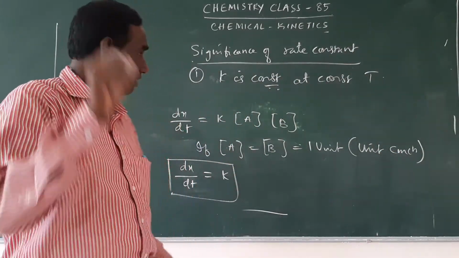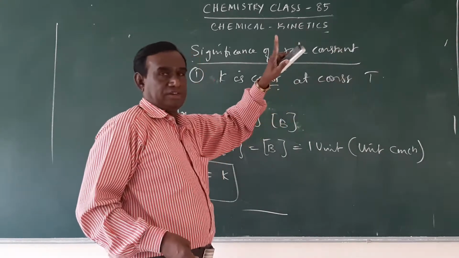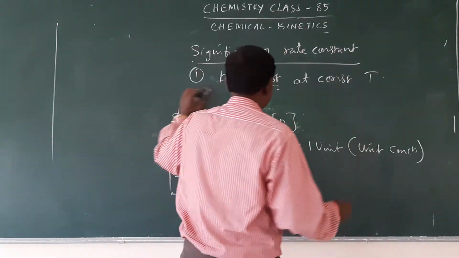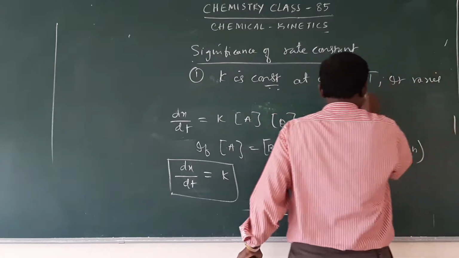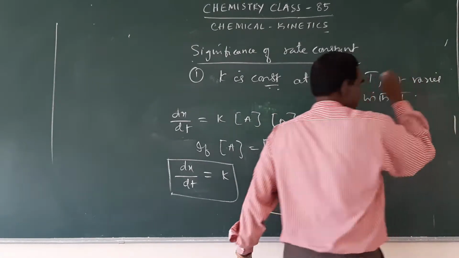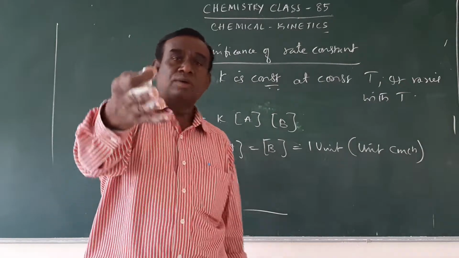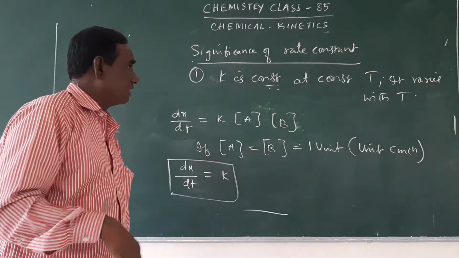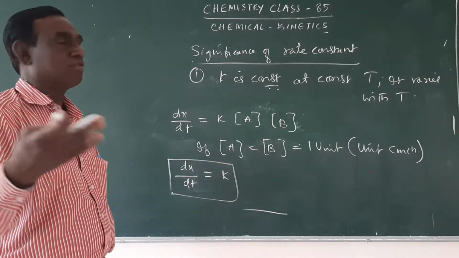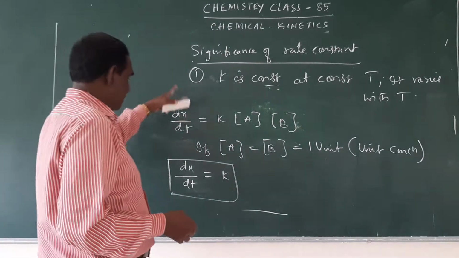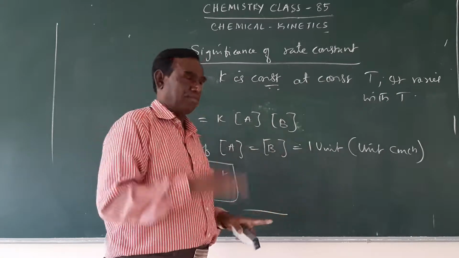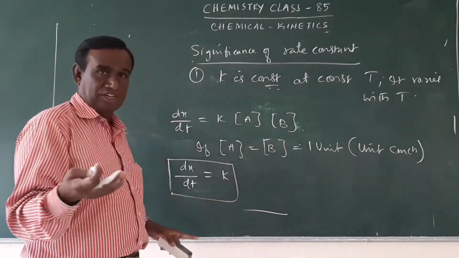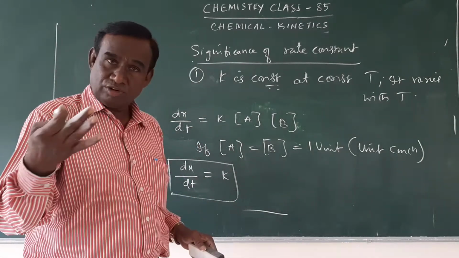What is the first significance? The rate constant is constant at constant temperature. That means it varies with temperature, that is, it is directly proportional to temperature. As the temperature increases, the rate constant value also increases. That means the rate constant K varies with temperature, or it is constant at constant temperature. So as the temperature increases, the rate constant value also increases.